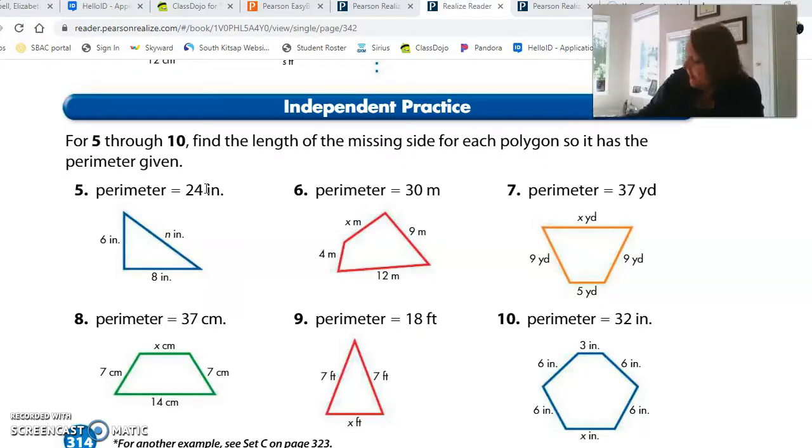So for number 5, I know that the P equals 24 inches. And I'm going to write that down because once again, if something happens and I lose my online book, I don't want to be confused. So now I'm going to write an equation. 24, because that's the P, equals 6 plus n plus 8.